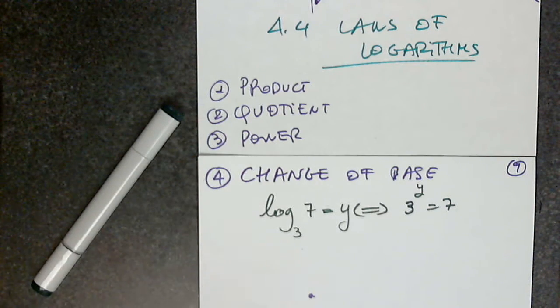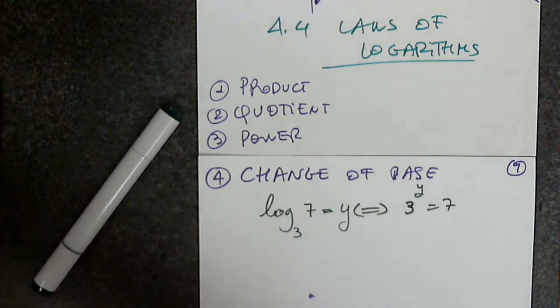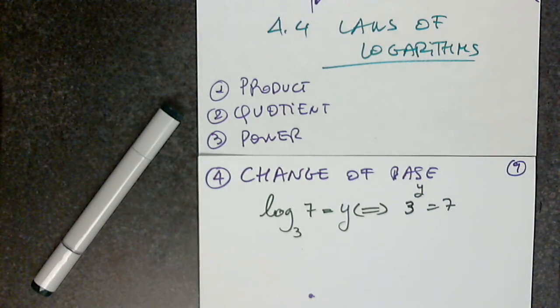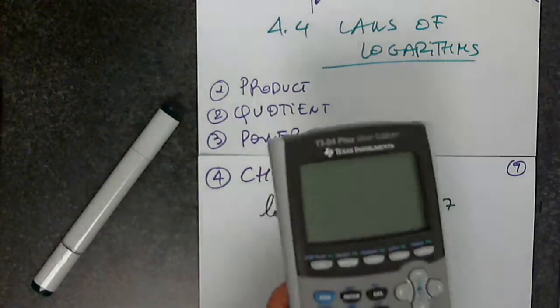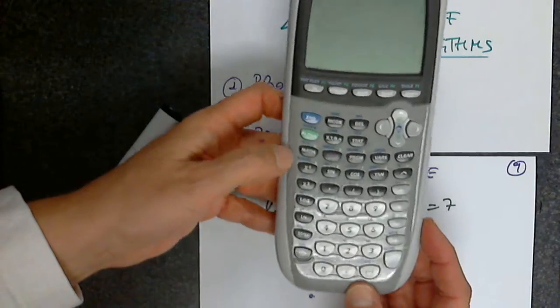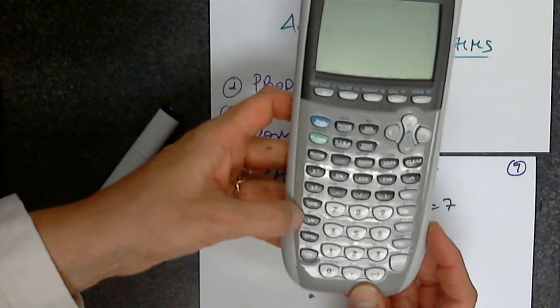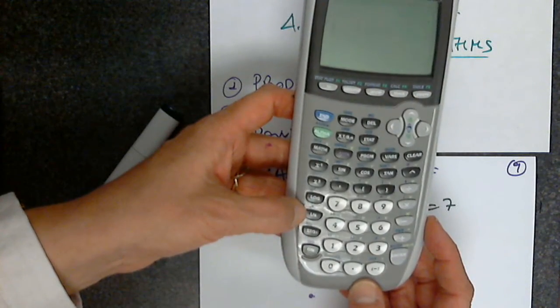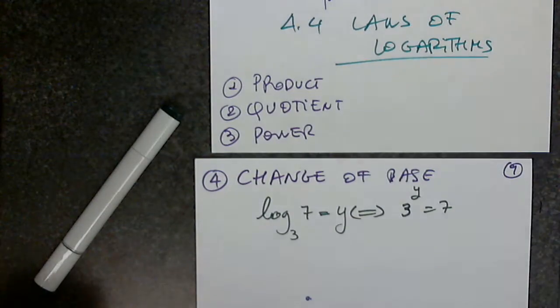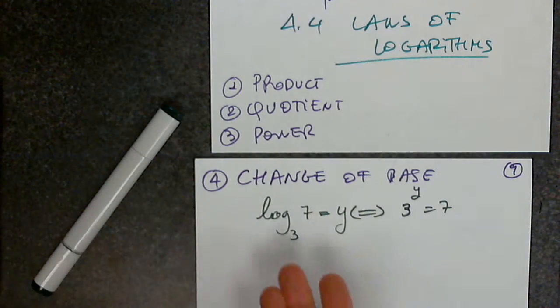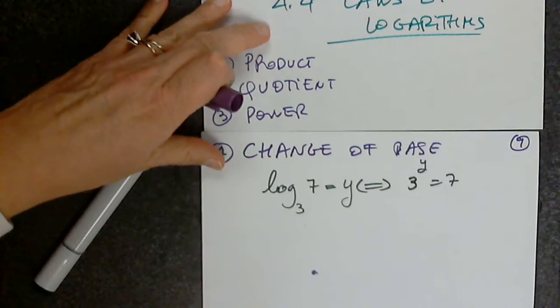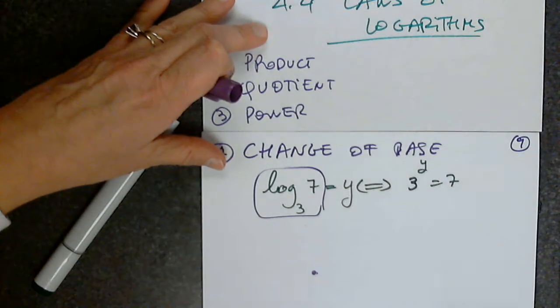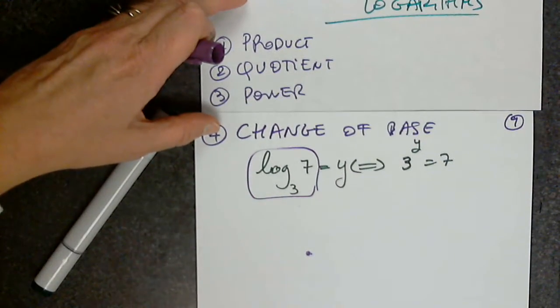So, in the graphing calculator, in the simple ones, basic ones, like the one I have, I don't have the possibility of changing the base in this calculator. I only have log or ln. So I need to know the change of base formula if I want to calculate this, because I will change it either into base 10 or base e. It doesn't matter which one.